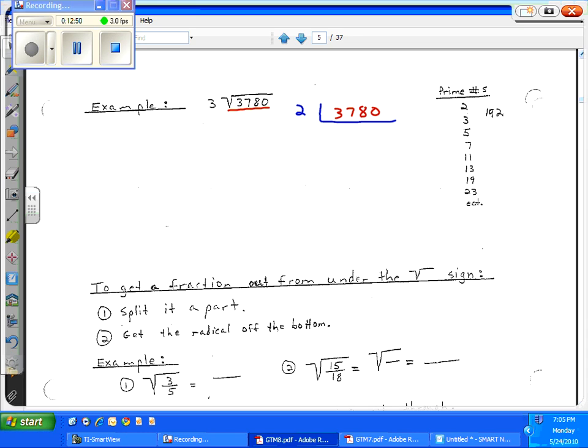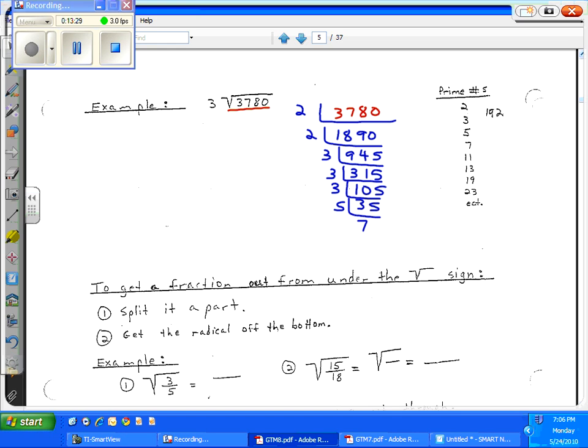The smallest prime that'll divide into it is 2, and we're going to get 1890, divided by 2 is 945. Divided by 3 is 315. Divided by 3 is 105. Divided by 3 is 35. Divided by 5 is 7. And so we did the prime factorization.